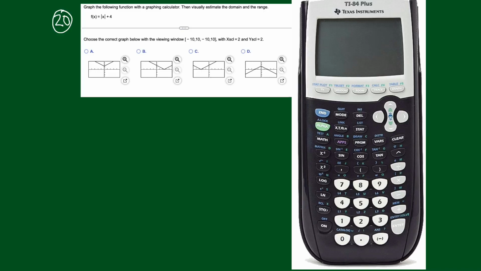Let's graph this function right here. It's a little bit small. Let me write it a little bit bigger. It is f of x equals the absolute value of x, and then plus 4.